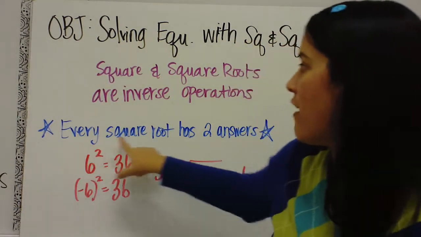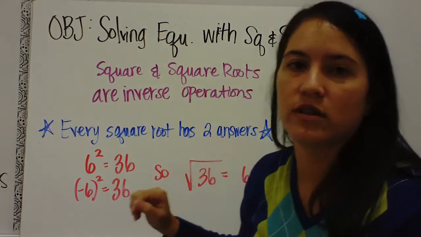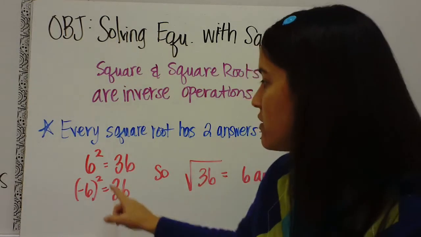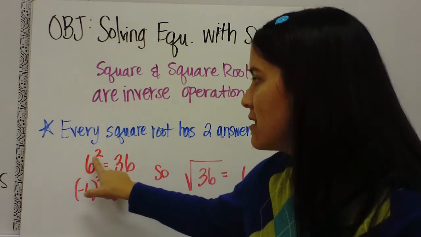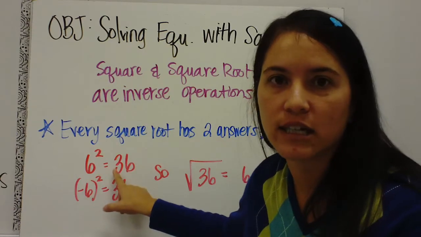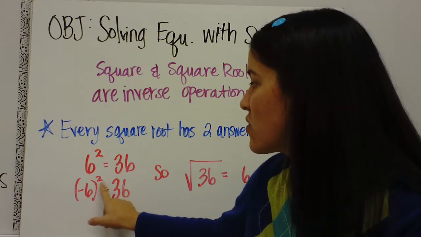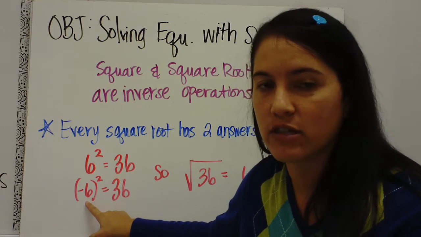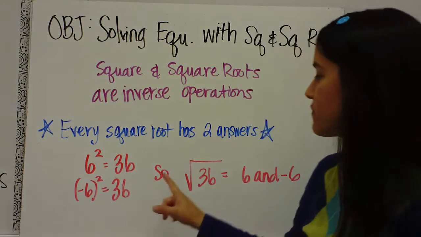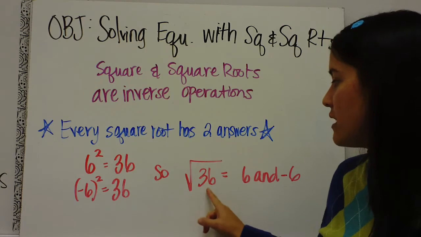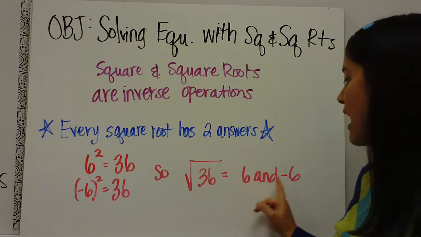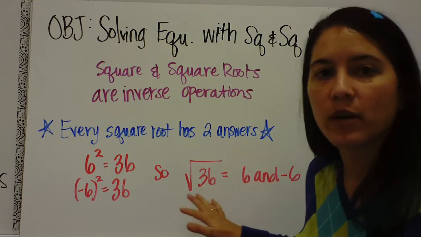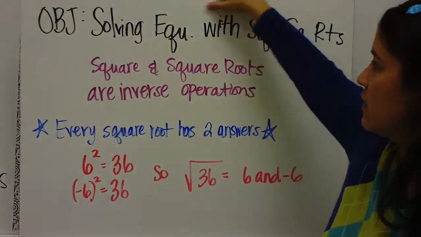Here's an important part. Every square root has two answers. Every square root is going to have two possible answers. That's because 6 squared, 6 times 6, is 36, and negative 6 squared is also 36, because negative 6 times negative 6 is positive 36. Therefore, if you take the square root of 36, your answer is 6 and negative 6. So we're going to practice this concept today.